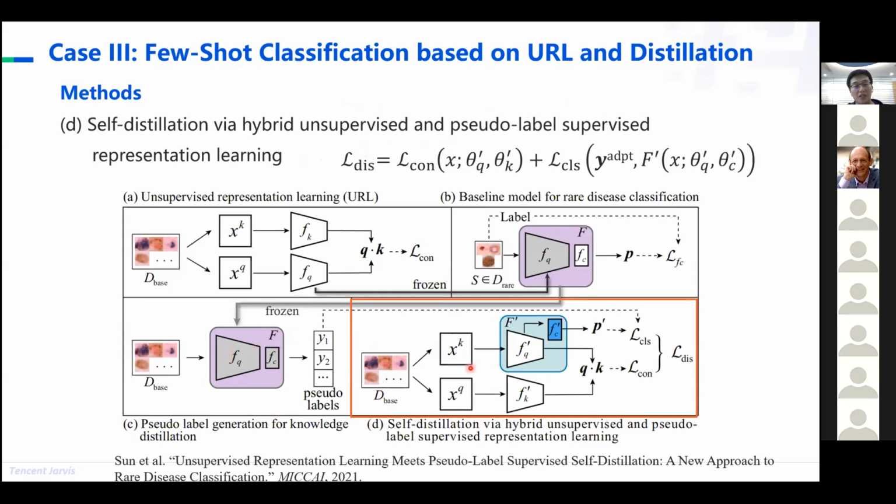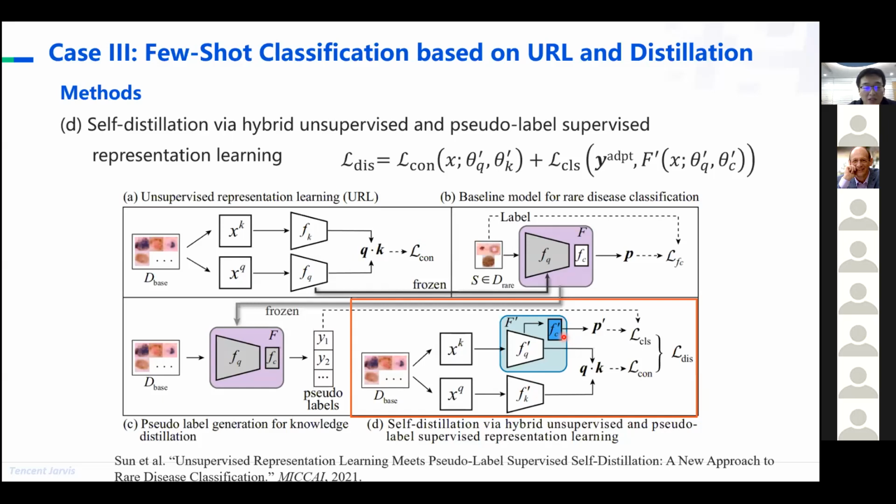So if we look at here, actually it has two parallel processing lines. The first one is the normal classification line, where we try to classify the base data set into the pseudo labels with a classification loss. Noting that here both feature extractors and the classifier are reinitialized.